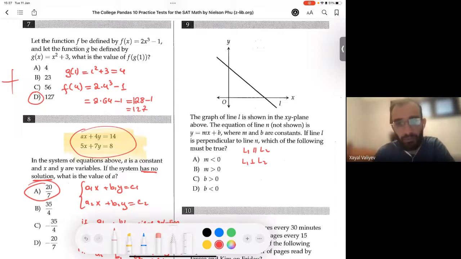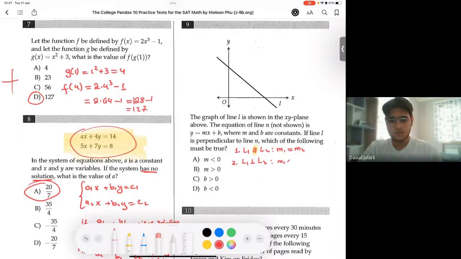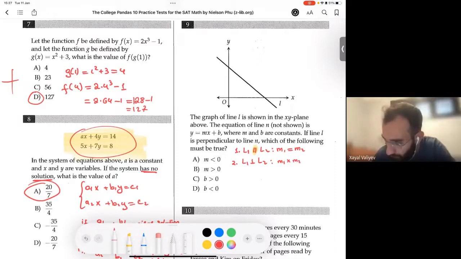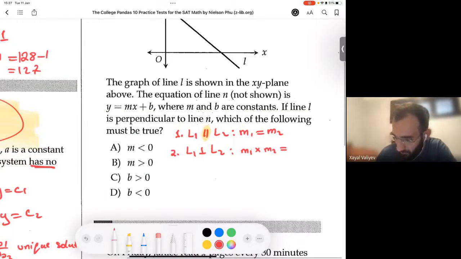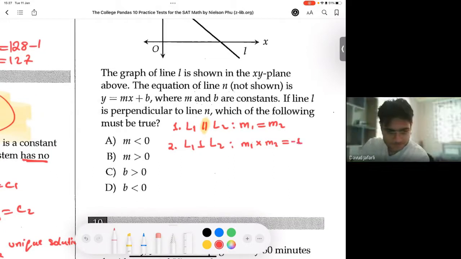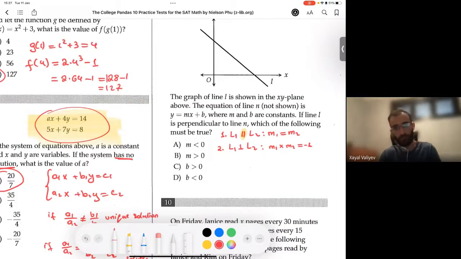If line 1 is parallel to line 2, first case, parallel, that sign stands for parallel, they have the same slope, m1 equals m2. But what if they are perpendicular? m1 times m2 equals negative 1.